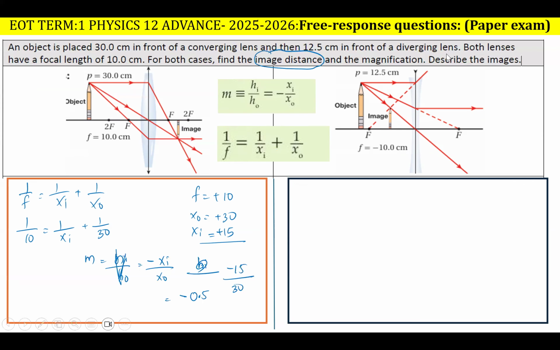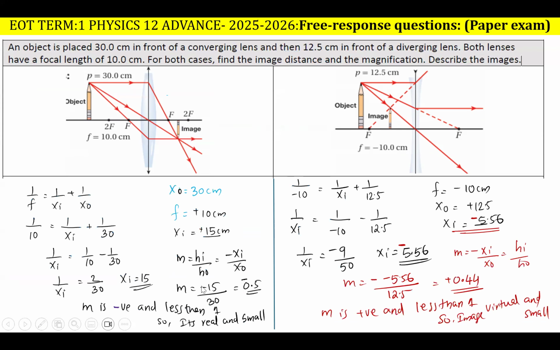So m is minus 0.5. As m is negative, magnification is negative, and so it is real. Since it is 0.5, I can say it is small. Now I use the same equation for the diverging lens and put in the values. I got a value of plus 0.44. So m is positive and less than 1. Since m is positive, we can say it's a virtual image.